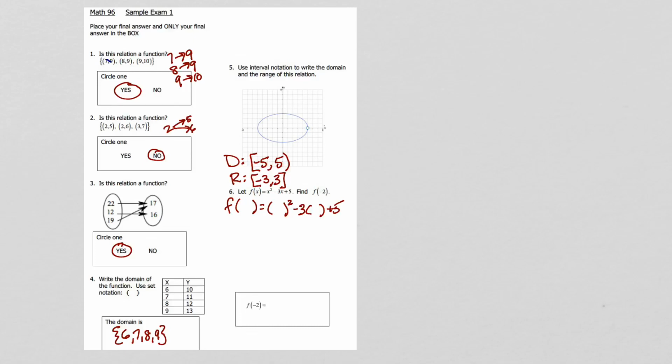So now we're going to have, I'll just do it here, put in negative 2, and that's going to be negative 2 squared minus 3 times negative 2, and then plus 5. This will give us 4. Negative 3 times negative 2 is plus 6, and plus 5. Looks like 10 and 5 is 15. So we're going to claim now that f of negative 2 is 15. And we could say this: when the input is negative 2, the output is 15.